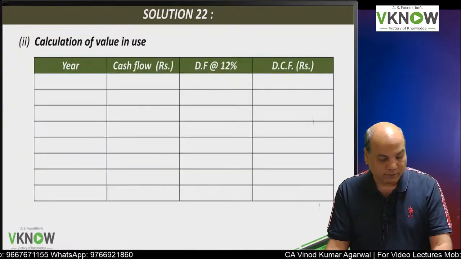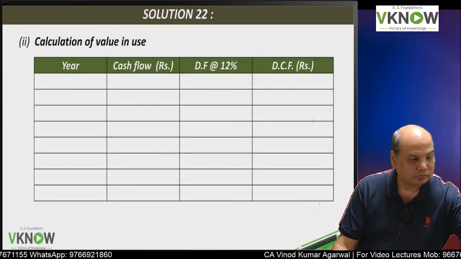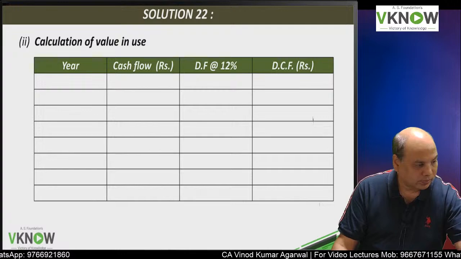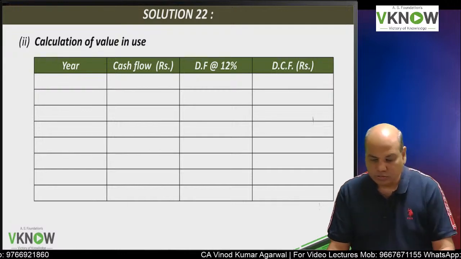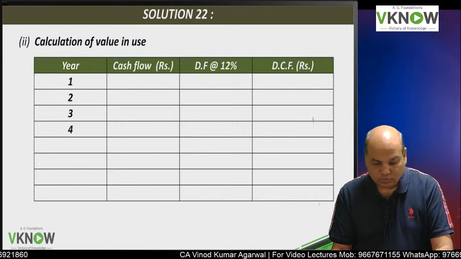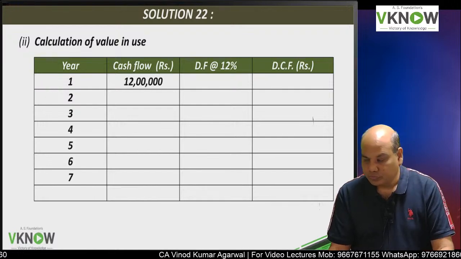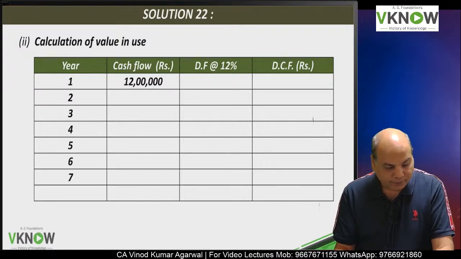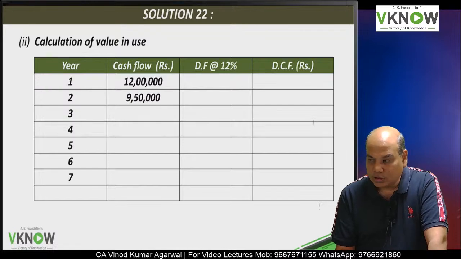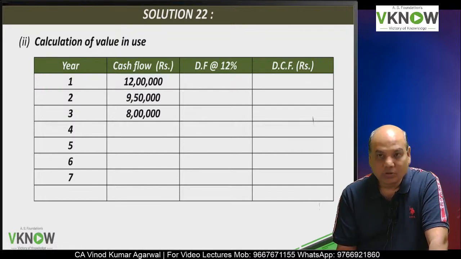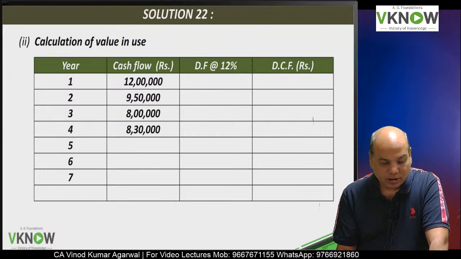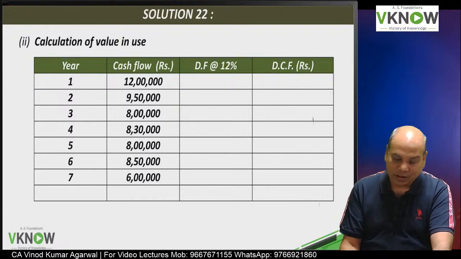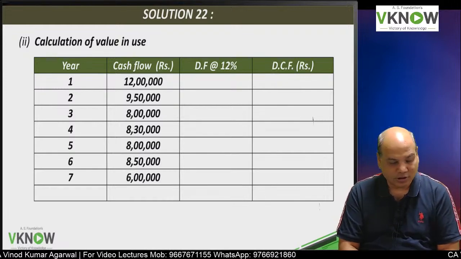Step number 2, value in use. So how do I compute value in use? There are 7 years, 1, 2, 3, 4, 5, 6, 7, and then read the 4th and the 5th line. Cash flows are given 12 lakh, 9,50,000, 8 lakh, 8,30,000, again 8 lakh, 8,50,000, and 6 lakh.